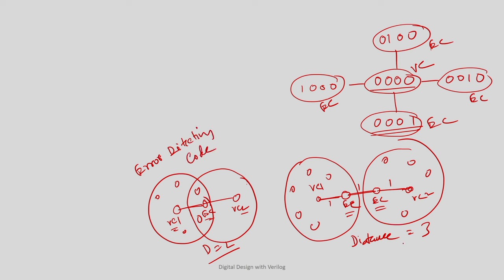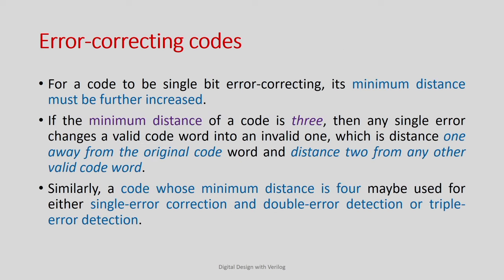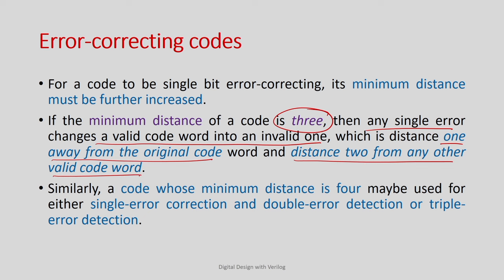And the distance is 3 for an error correcting code. Okay. So this is the crucial difference between an error correcting code and an error detecting code. As I mentioned here, your distance should be at least 3. So if you just read it out, any single error changes a valid code into an invalid code which is distance 1 away from the original code and distance 2 away from the other valid code. So this way I can develop a code.